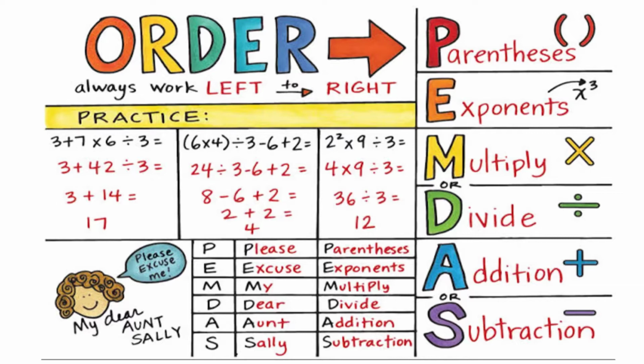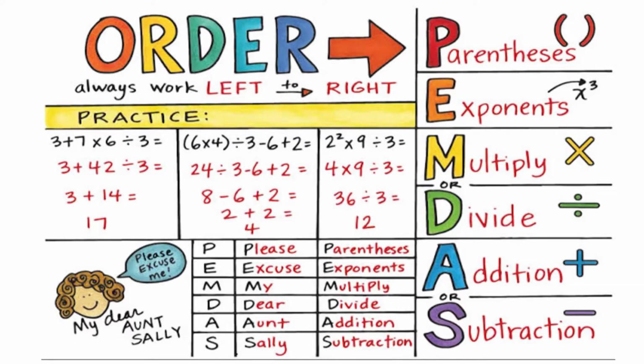In other words, the precedence is parentheses, then exponents, then multiplication and division from left to right, whichever comes first, then addition and subtraction from left to right, whichever comes first. To see if you have understood it or not, let's do some problems. Let's start with the first one, which says 3 plus 7 into 6 by 3.